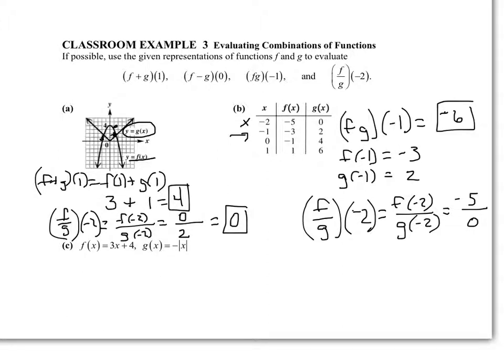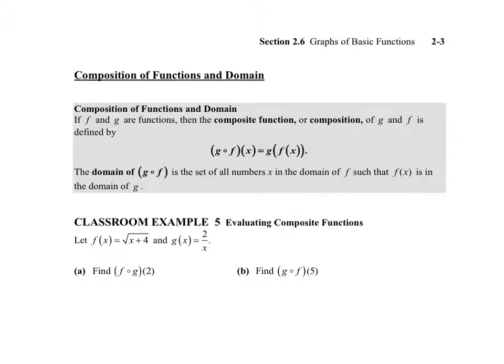Now, what did we say happens if 0 is in the denominator? That means this is undefined, or you could say empty set. No value exists. Let's go to the next slide. And the last thing we will do in this chapter is compositions of functions.